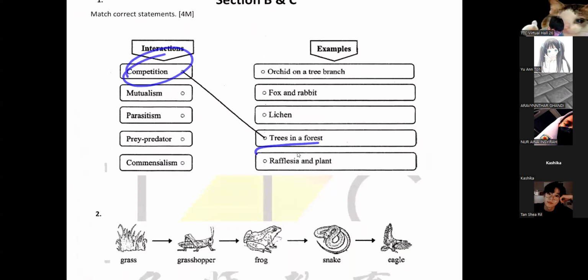So you have your competition. This is your trees in the forest. Mutualism is both advantage. So this would be your lichen, the algae and fungi one.